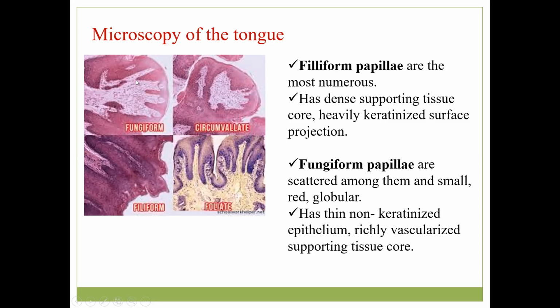And the fungiform papillae are scattered among the filiform papillae and they are small, red and globular. They have a thin, non-keratinized epithelium. They have a richly vascularized supporting tissue core. That is why they are seen in red color among the filiform papillae.